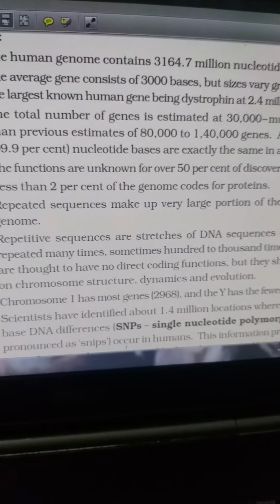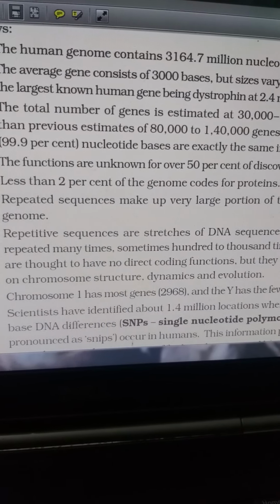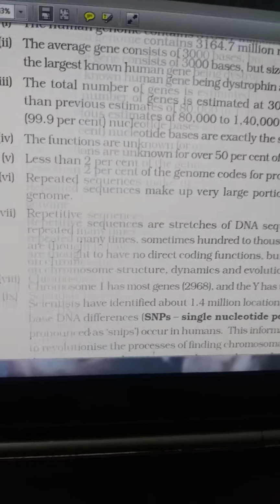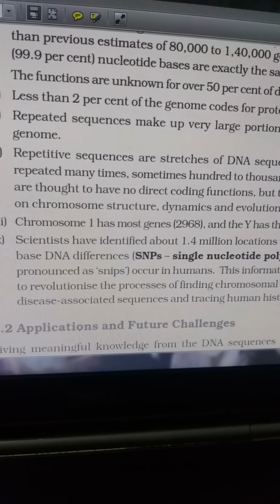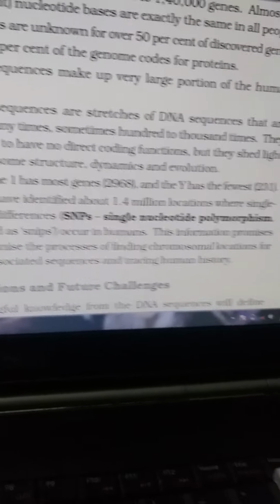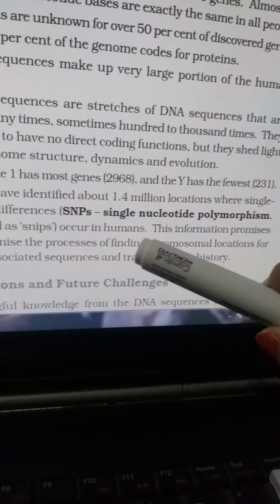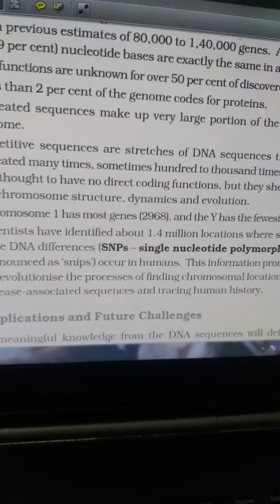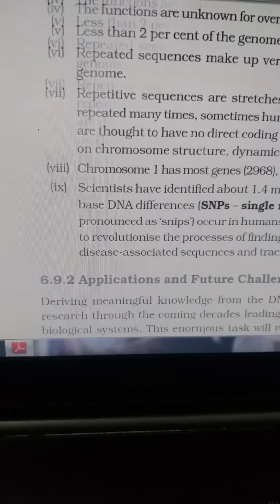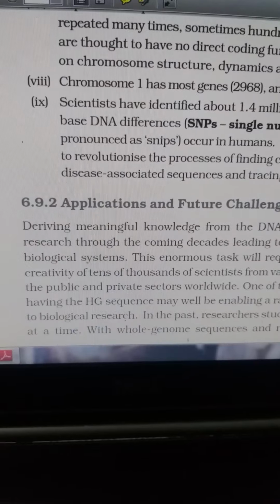Then there are repetitive sequences, stretches of DNA sequence that are repeated many times. We have repetitive sequences also. Then SNPs, what are those? Scientists have identified 1.4 million single nucleotide polymorphisms. So how do we apply it? Basically we apply it in DNA fingerprinting.